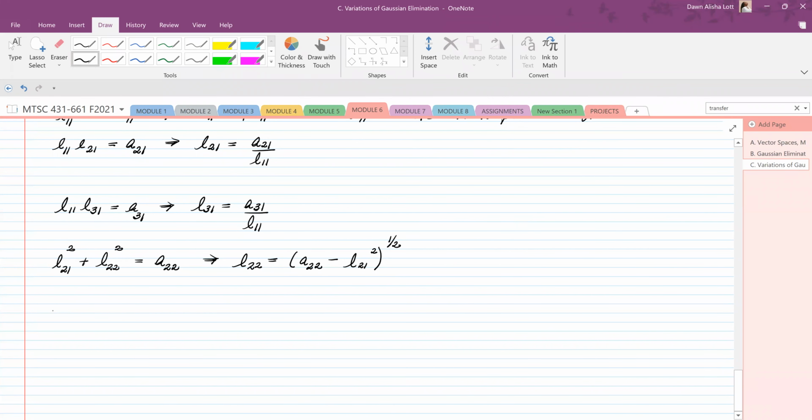Then L21 times L31 plus L22 times L32 has to equal A32. So that implies that L32 is equal to A32 minus L21 times L31, over L22.